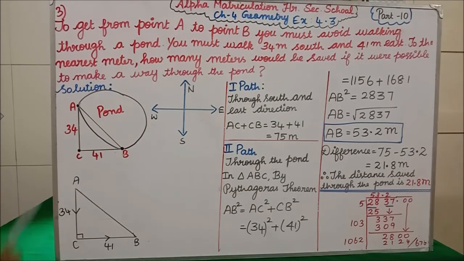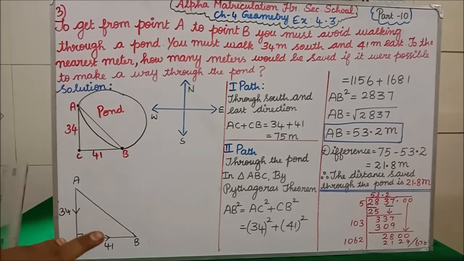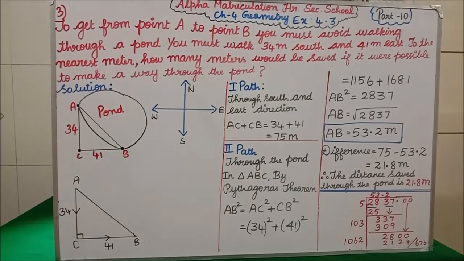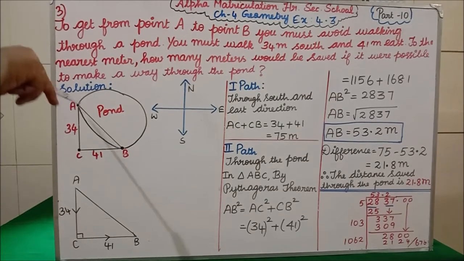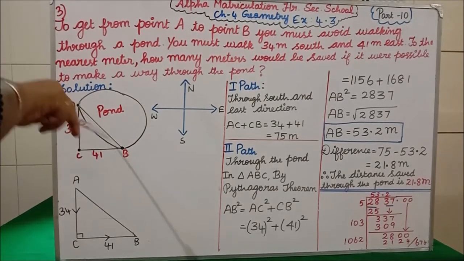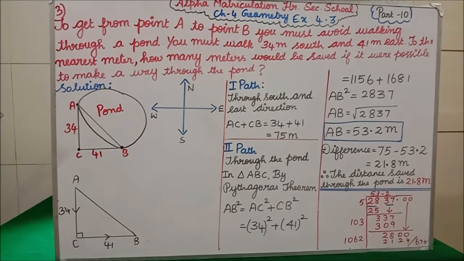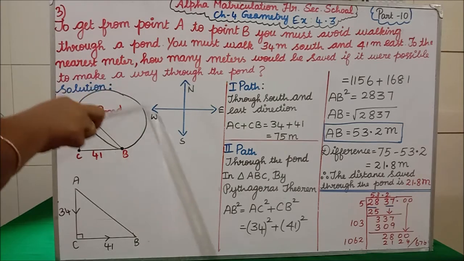Okay, what is the first path? The first path is AC plus CB, and you can reach B. What is the other path? The direct path AB. He has two paths. But we all know this is the nearest path and we can reach it easily. But if we go this side, how much extra it is for him, we want to find. Clear, students? Okay, this is the pond. Pond, you all know.